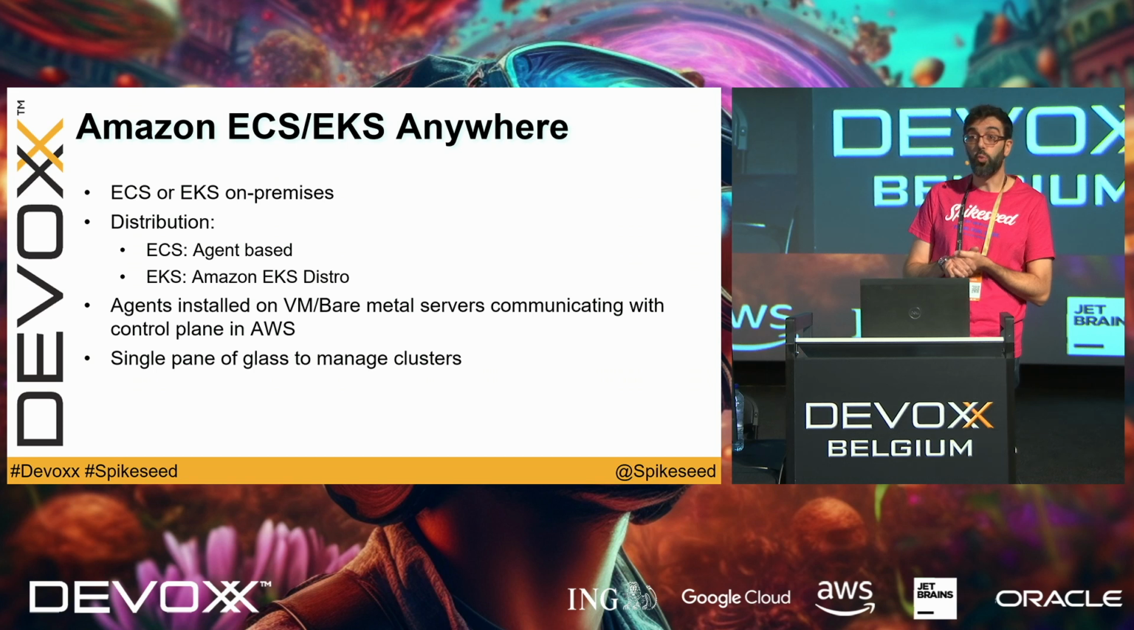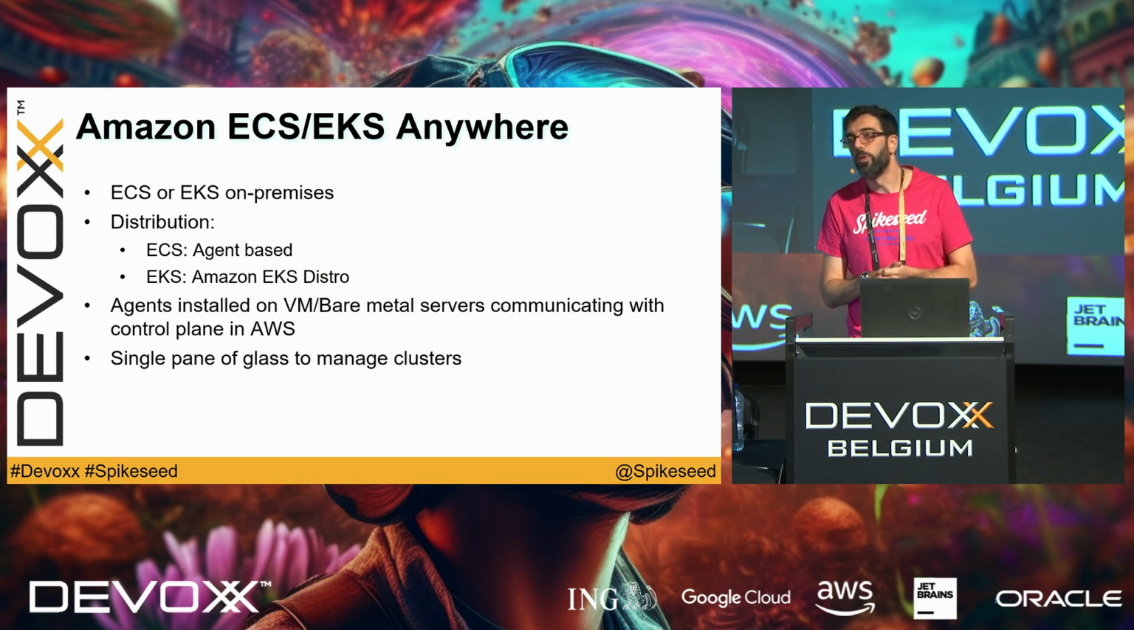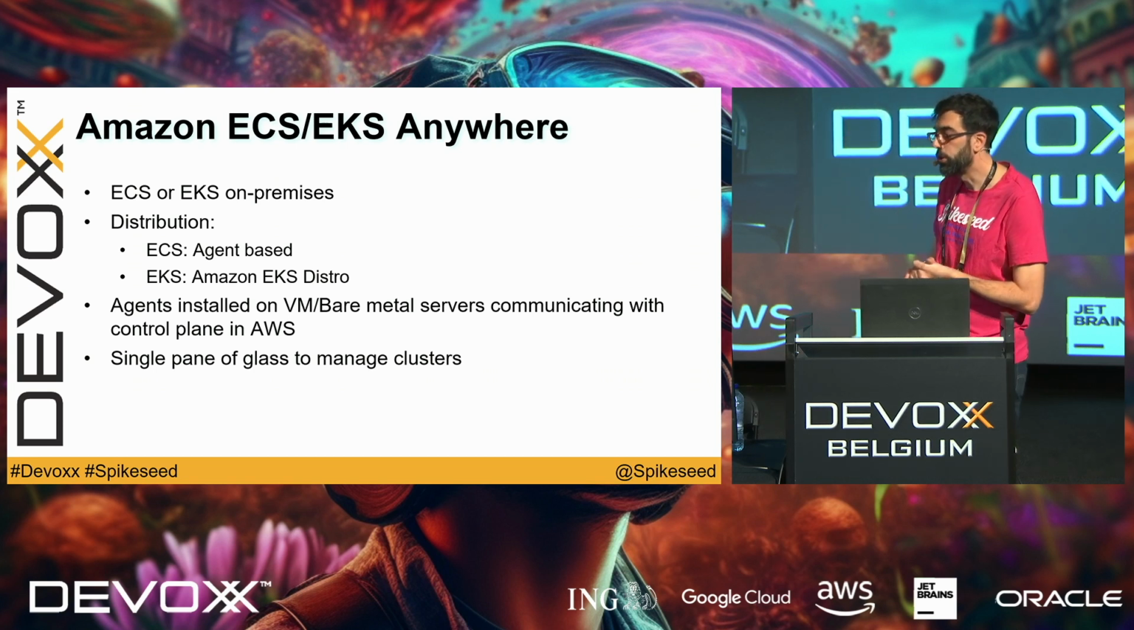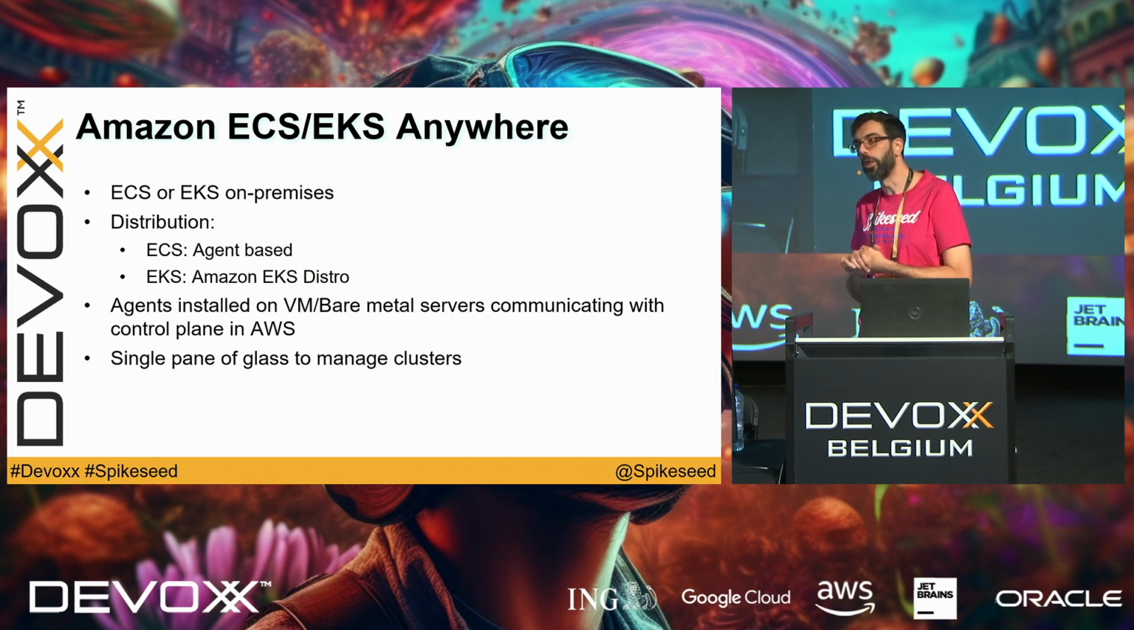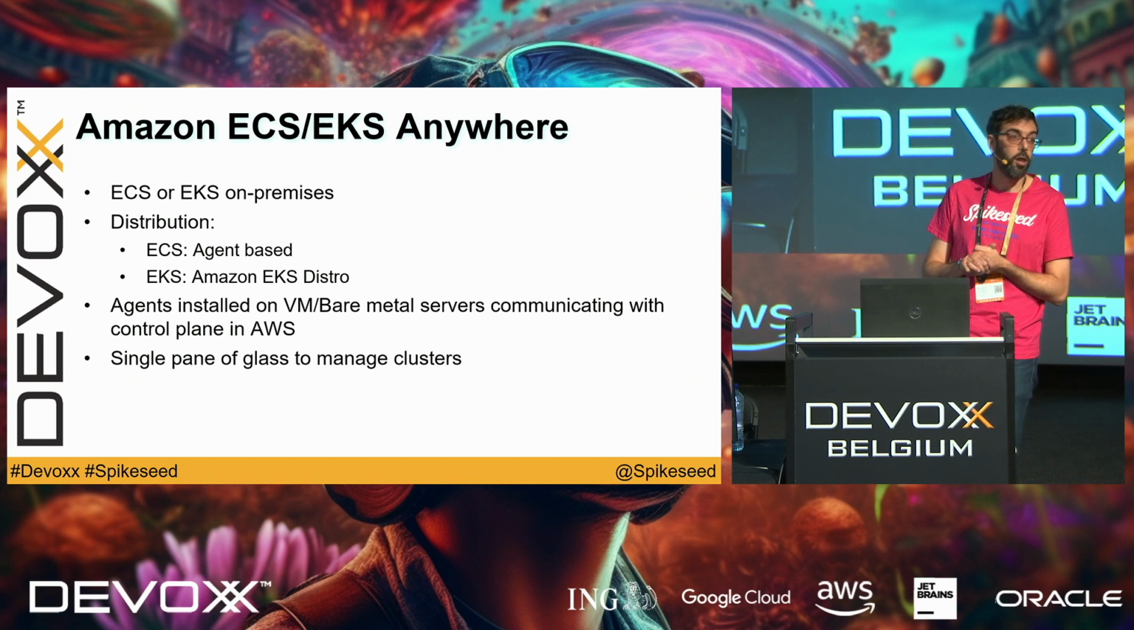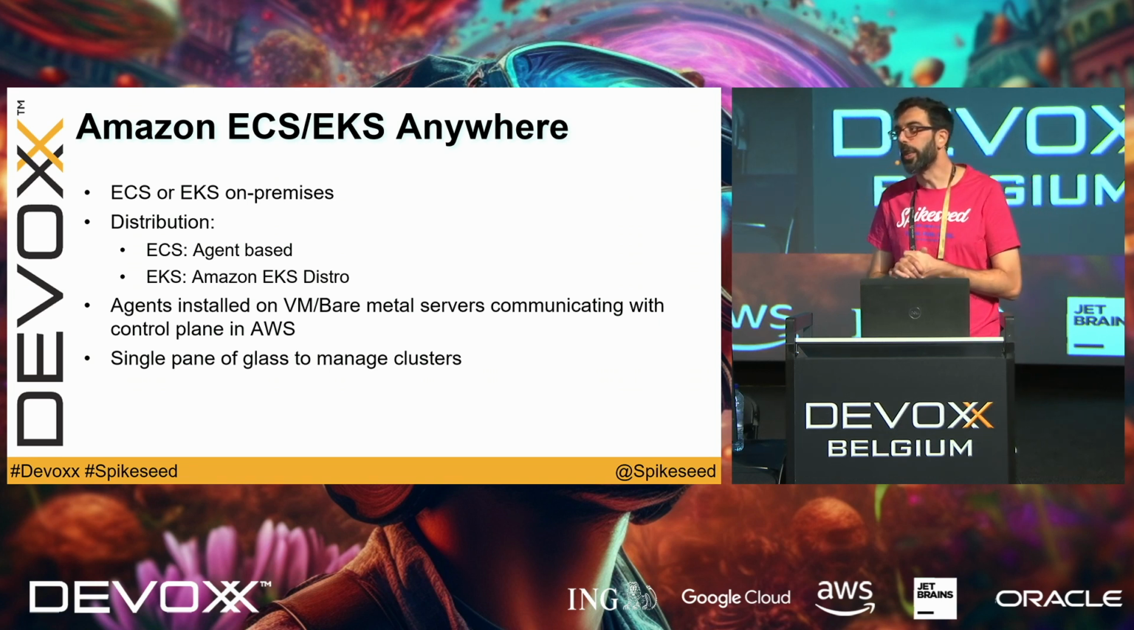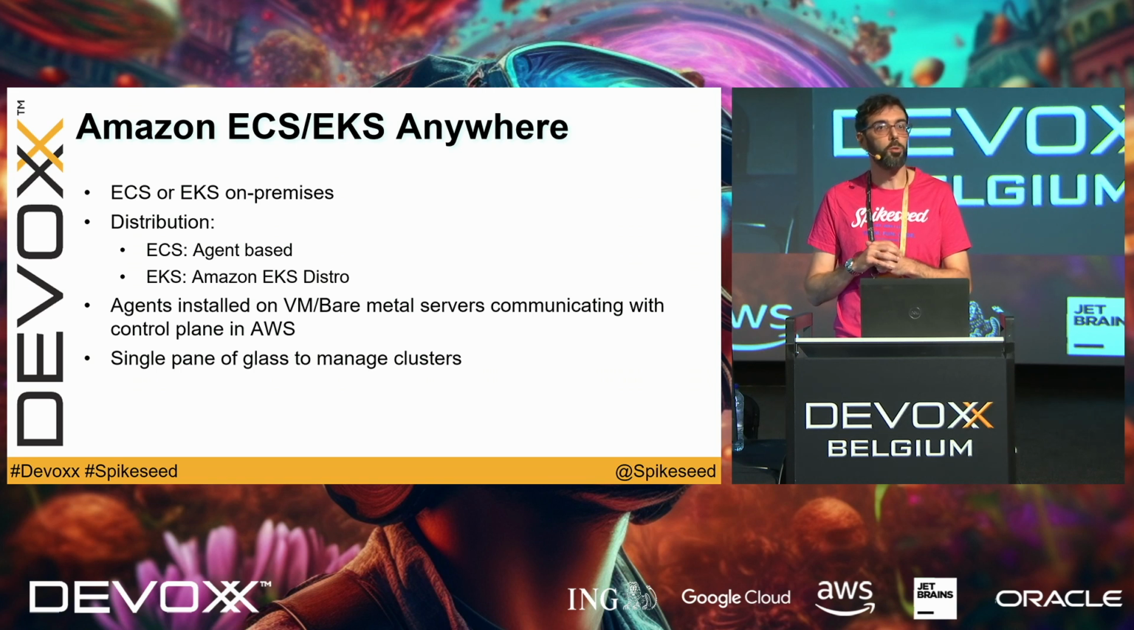EKS, like I said before, is really just the EKS distro. So you can download it, it's open source. You can install it on-prem, quite a mature product by now, reliable. Of course, if you want to manage your EKS cluster on-prem using the Amazon console, it will require connectivity to the Amazon cloud.